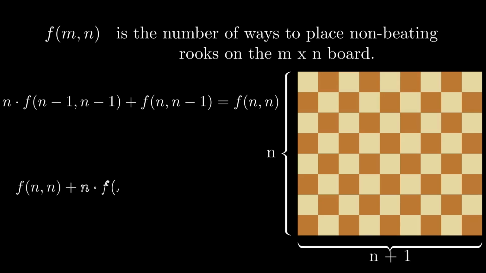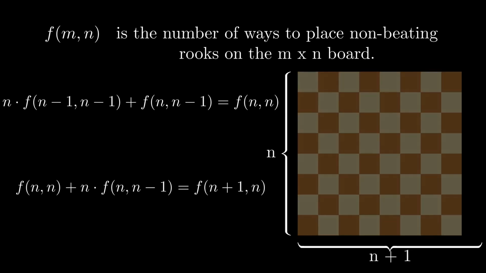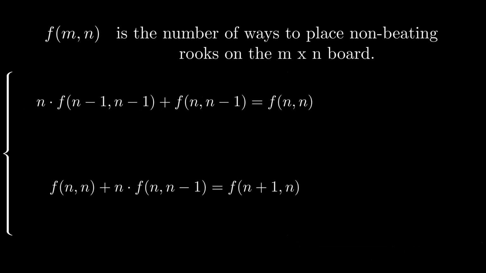In the same way, let's express the number of ways to place rooks on the board n by n+1, and write it down as a sequence of 2 variables.